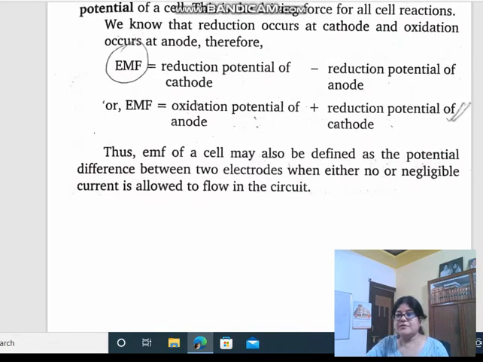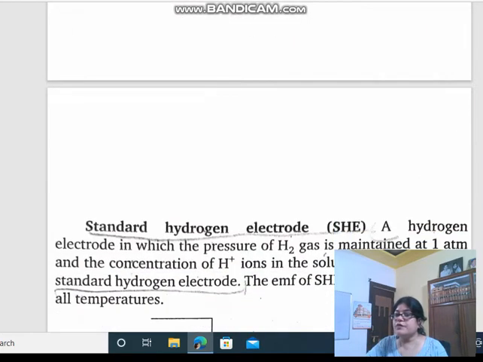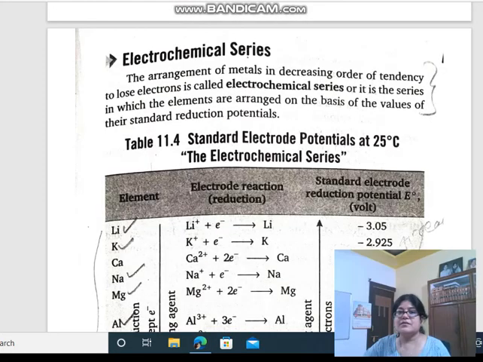EMF of a cell is defined as the potential difference between the two electrodes when no current is allowed to flow in the circuit. When there is no flow of current in the circuit, then at that time the potential difference between the two electrodes gives us the EMF of a cell. So the condition is that at that time there is no flow of current.